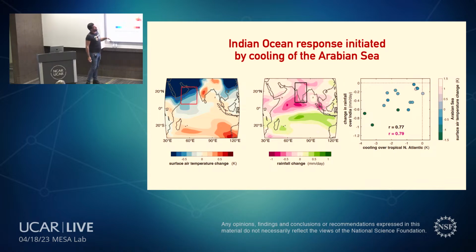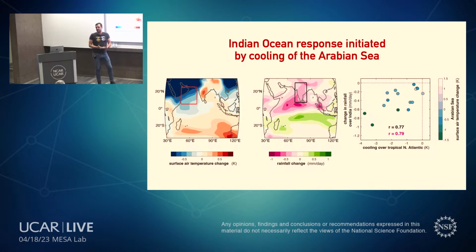And we find a strong relationship between this cooling of the Arabian Sea that the models simulate and the magnitude of the changes in rainfall over India, over the Indian monsoon domain. So that's what the scatter plot is somewhat showing, although the quantities are plotted in a funky way. I'm going to walk you through that. What we find is that there's a strong relationship between the magnitude of the Arabian Sea cooling and the drying over India. And that makes sense.